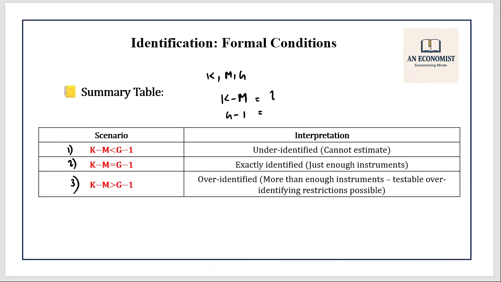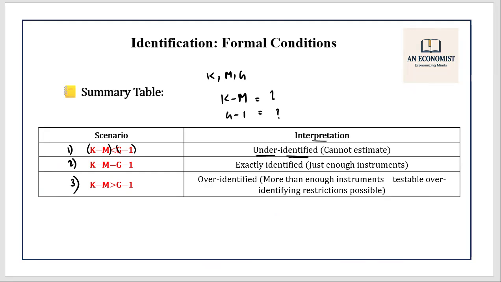So these two values you can find out. Now, if you see this k minus m value is strictly less than g minus 1, then you can say the total number of exogenous shifters is not enough. If k minus m is less than g minus 1, then with this k minus m number of exogenous instruments, you cannot identify the structural equation. That is why, for this condition, the interpretation is that it will be under identification.